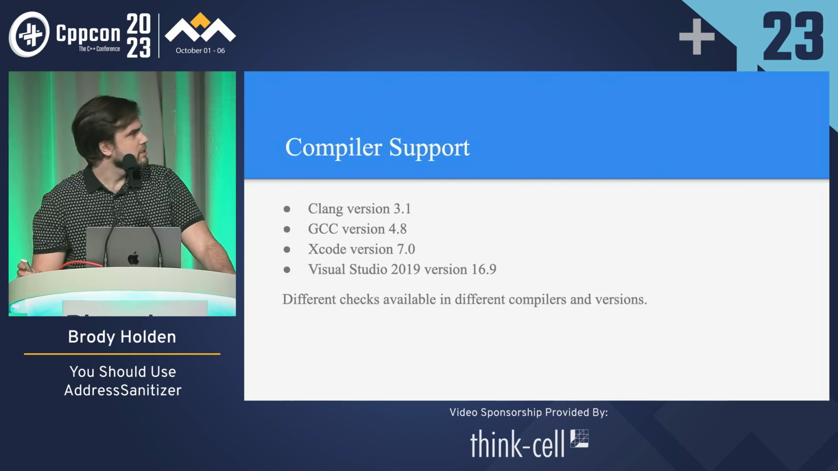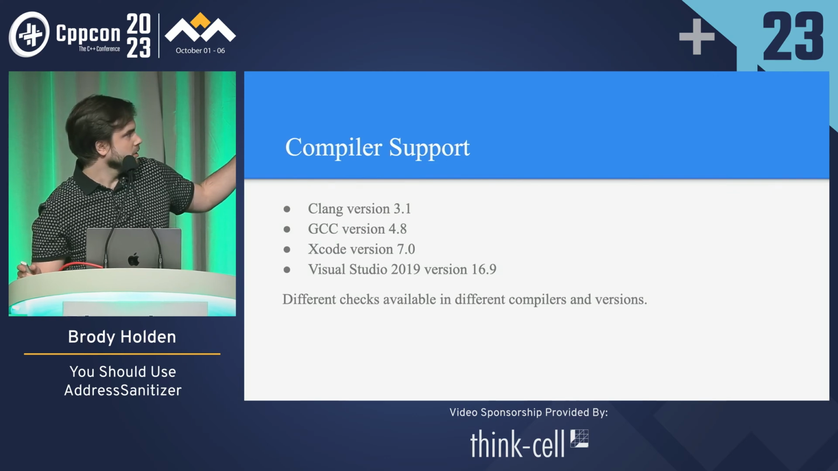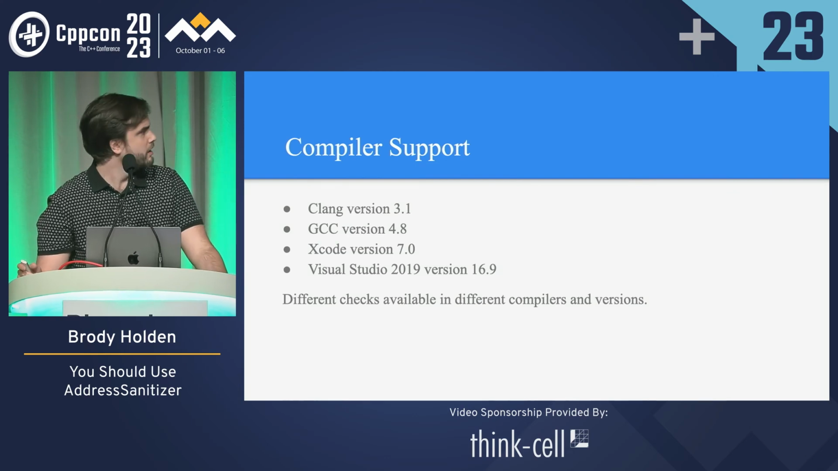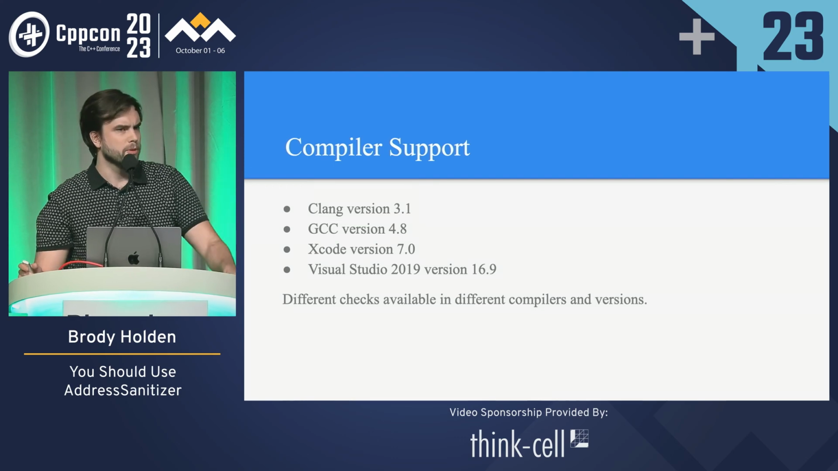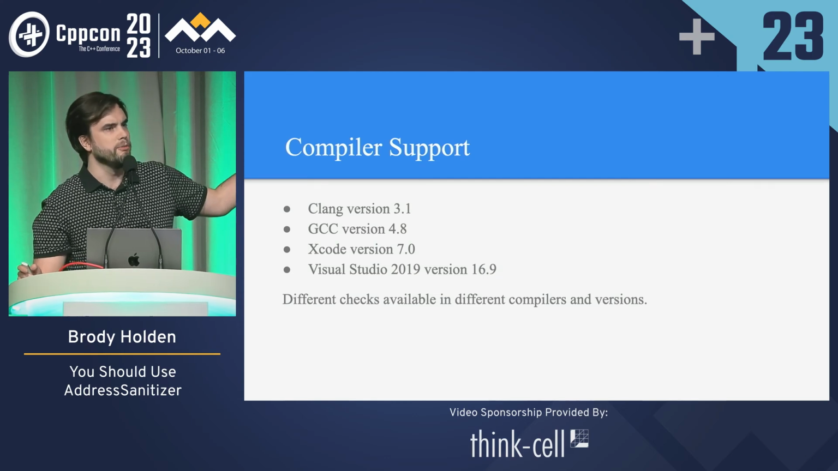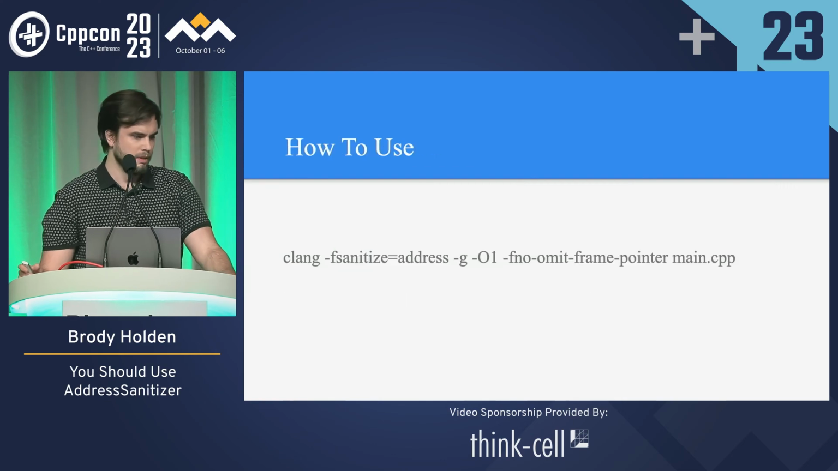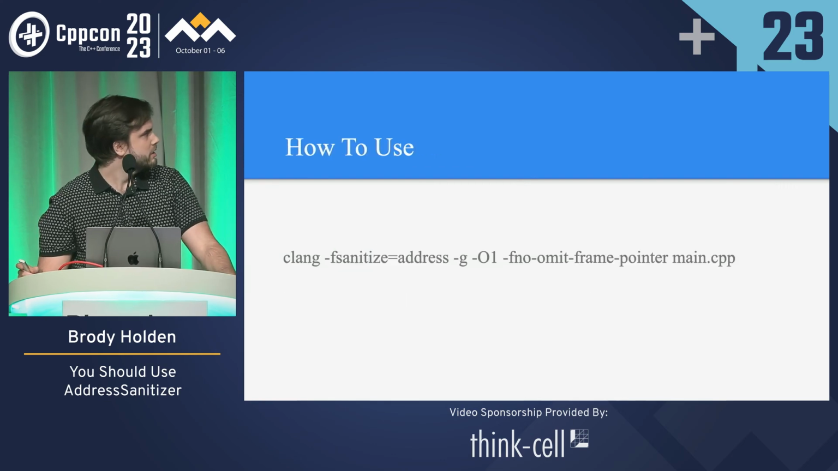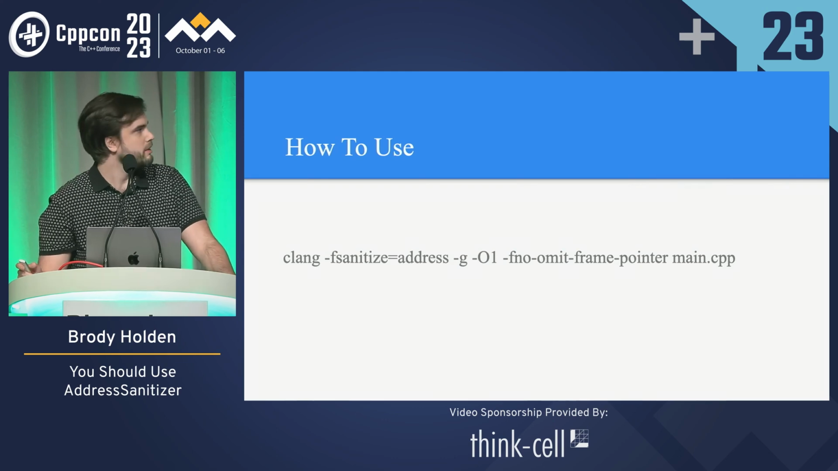So it was initially introduced in Clang and then added to GCC. I don't personally use Xcode or Visual Studio, so I can't comment on that. But I will point out that those versions of Clang and GCC are pretty old, so you probably have it on your compiler. And then depending on how new your compiler is, you might have more checks that were added later. So basically, how to use it on Clang and on GCC, you pass -fsanitize=address.